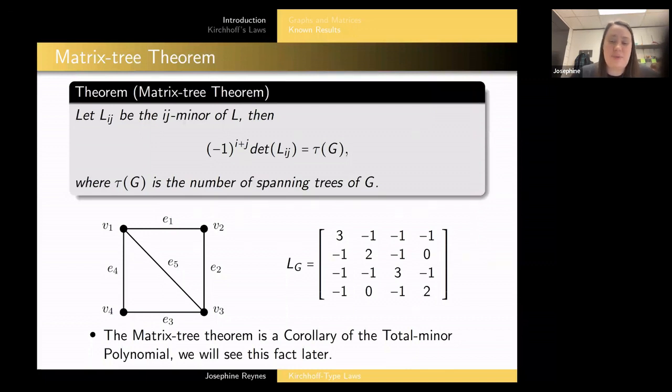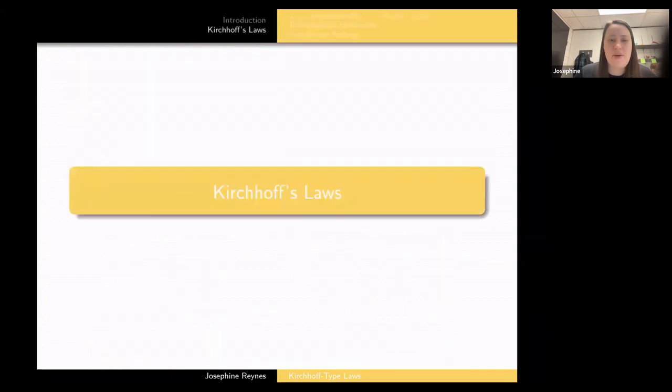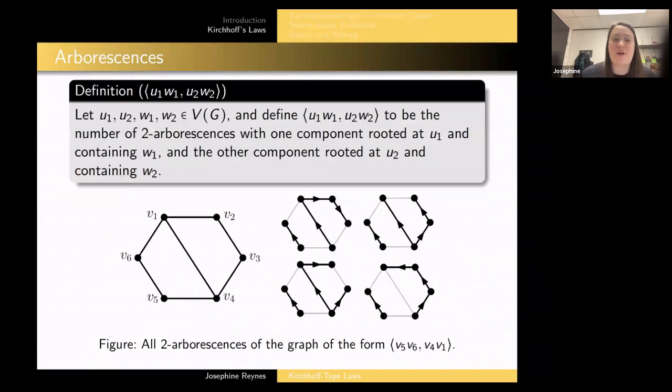And the fun thing is that this can be reclaimed as a corollary of the total minor polynomial, which I'll talk about a little later when it shows up in another proof. So how is this all related to Kirchhoff's laws? Well, it's related through these arborescences.